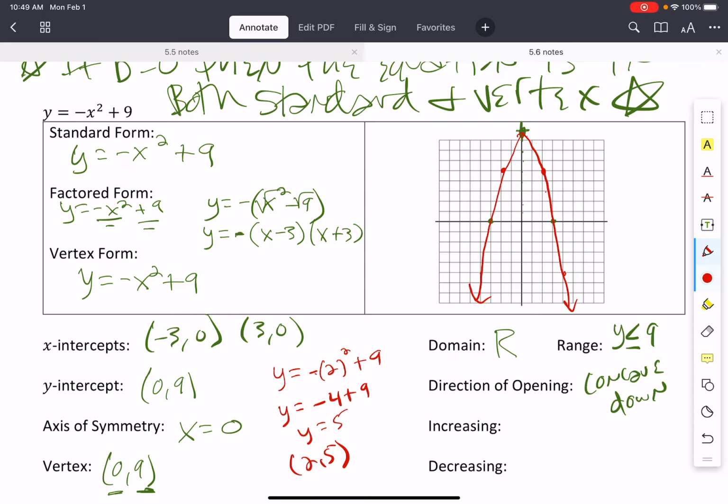Increasing left or right of the vertex? Good. And decreasing right of vertex. Questions? No? Okay, we've got one more that I want to talk about. You guys are catching on quick. And then I'm going to have you guys try one on your own.